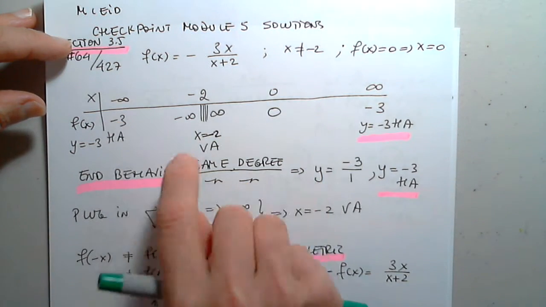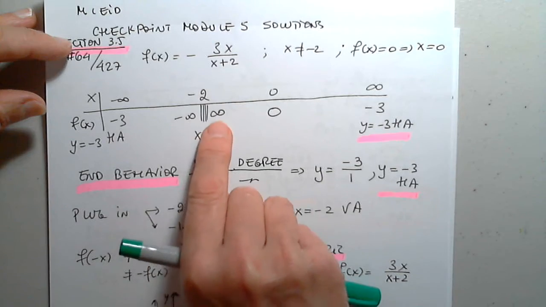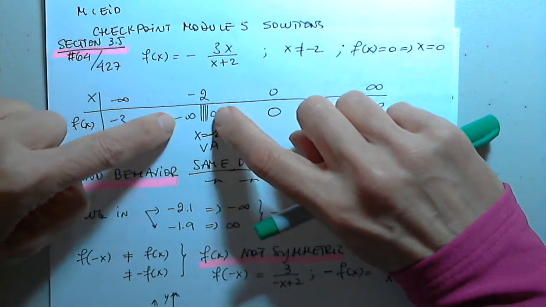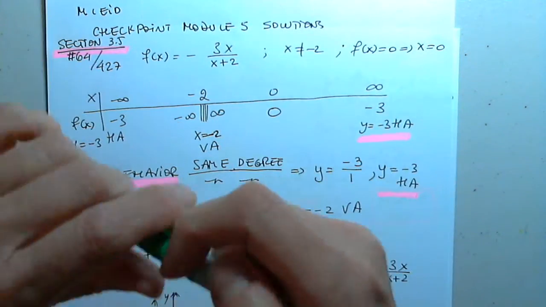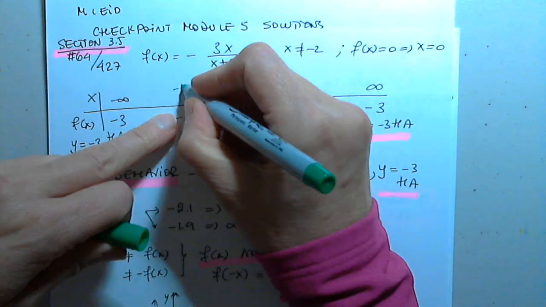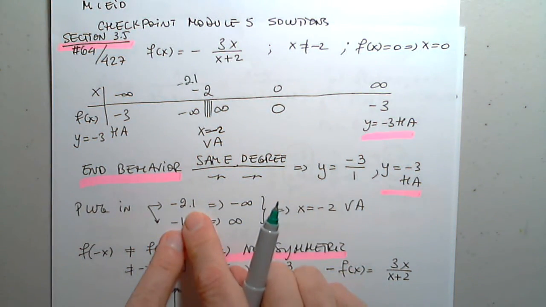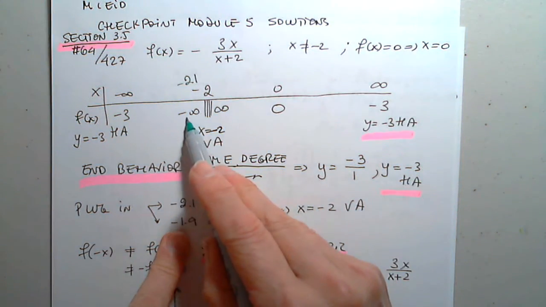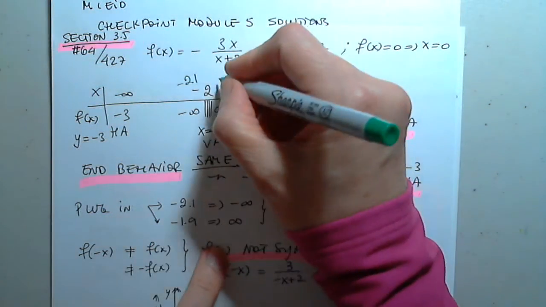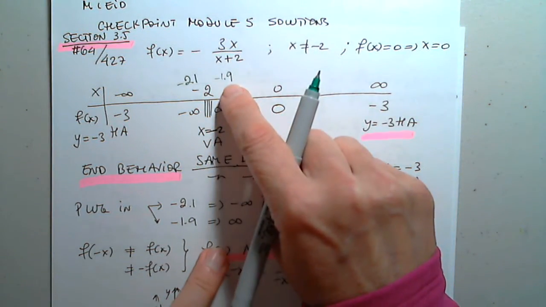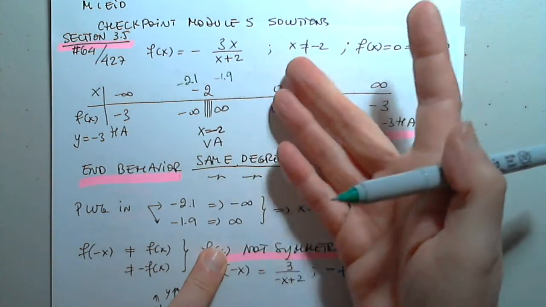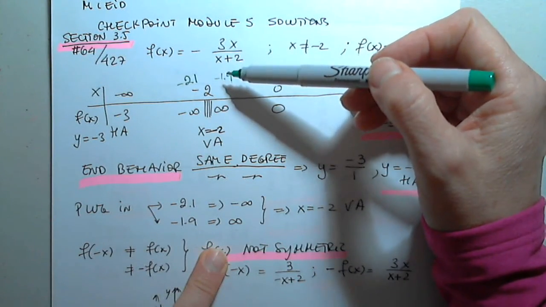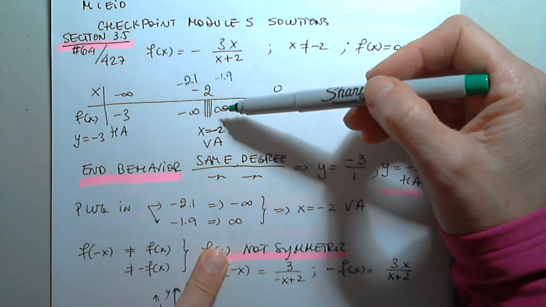And the end behavior. Now I need to determine the signs of the infinities, because I know that x equals negative 2 is a vertical asymptote, but I need to find the signs left and right. The way I do it is by simply plugging in negative 2.1. So I get negative over negative, but there is a minus in front, so therefore this is negative infinity. And when I plug in negative 1.9, a number very, very close to negative 2 from this side, I get positive infinity, because positive over negative with a negative in front is positive infinity.